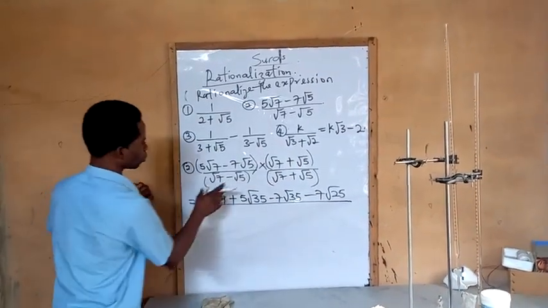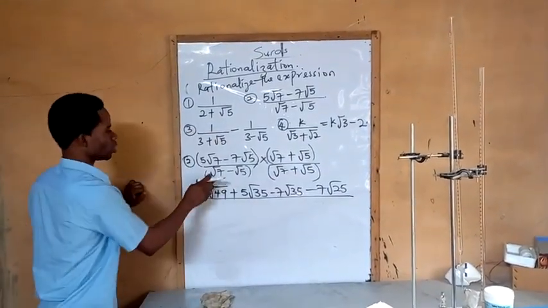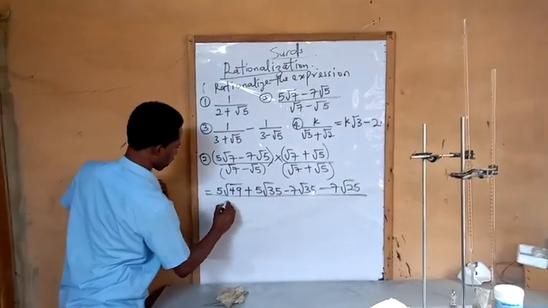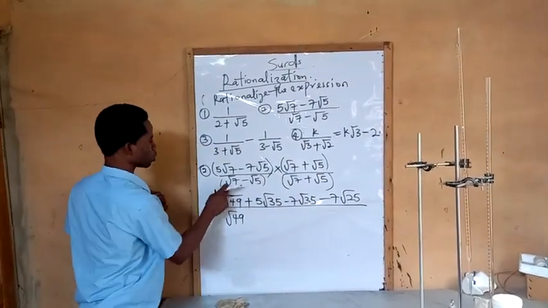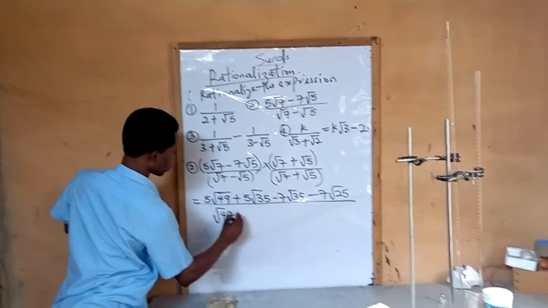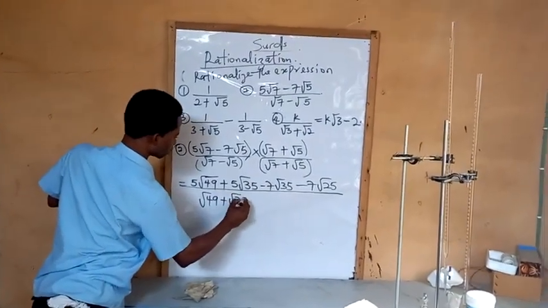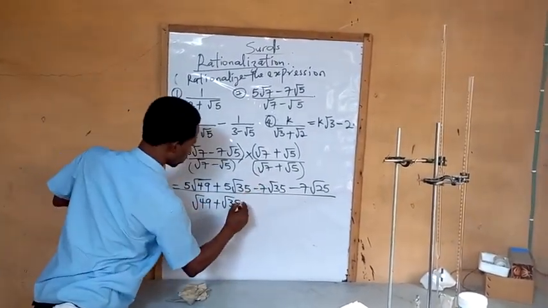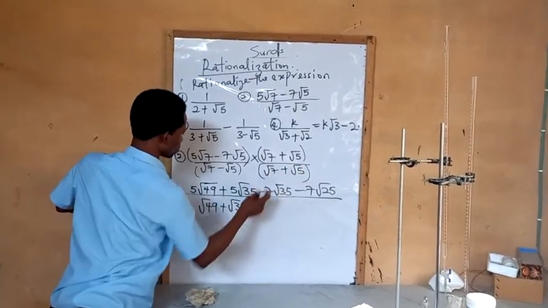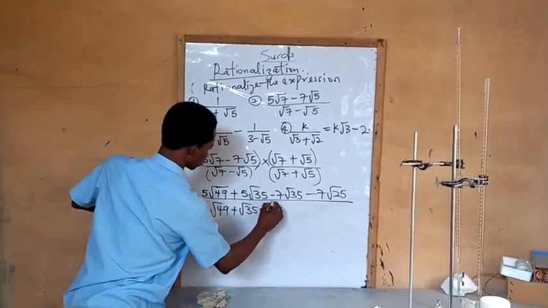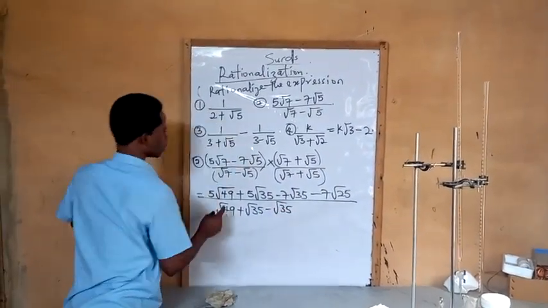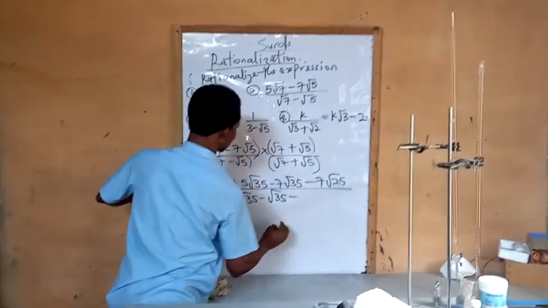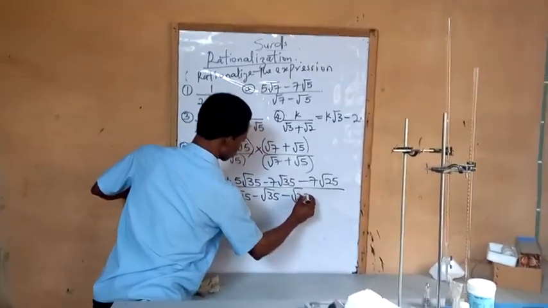All over, we're going to use this one also to multiply this. Root 7 times root 7 will be 49. I use this one also to multiply this: plus root 35. Minus, this one to multiply this and this: minus root 35, minus and plus, minus root 25.